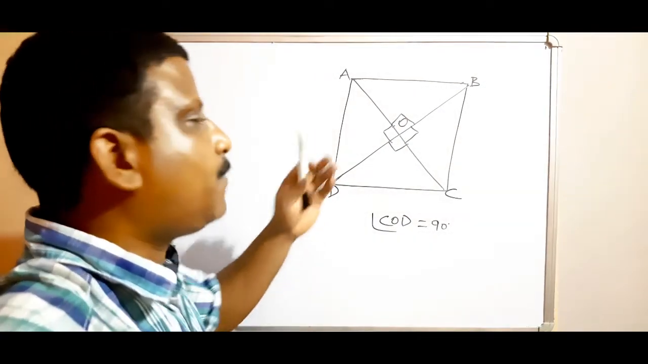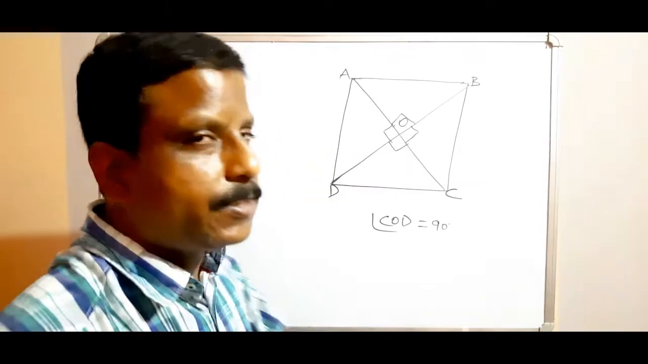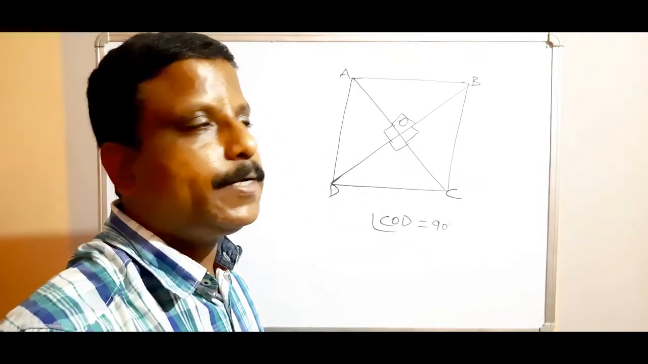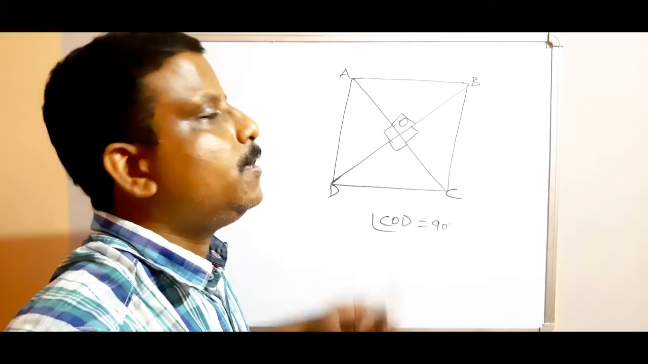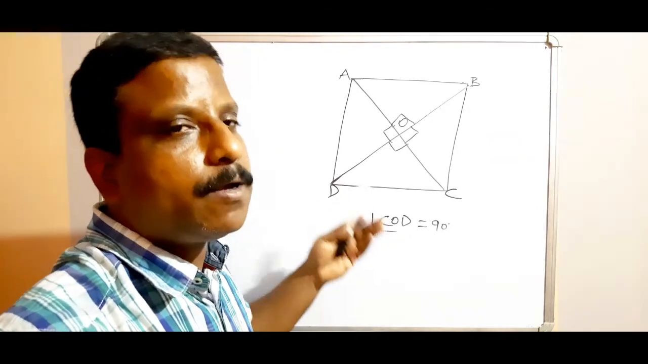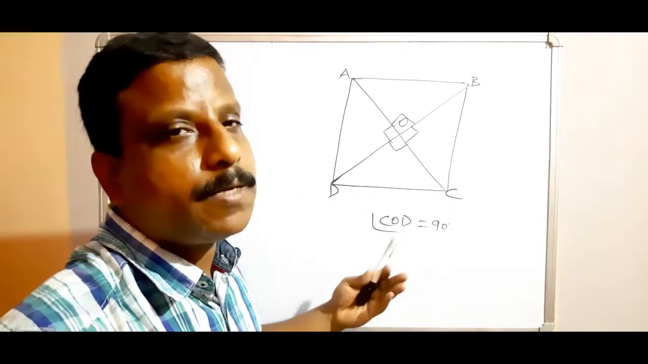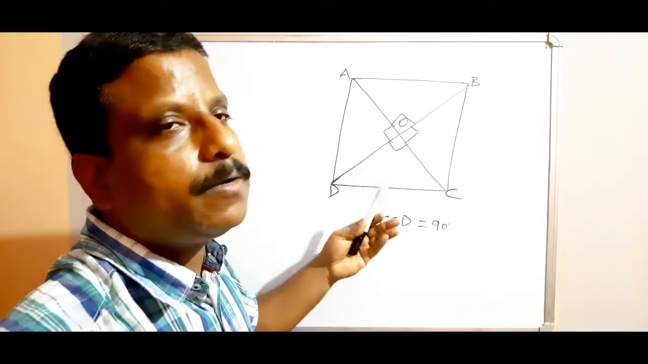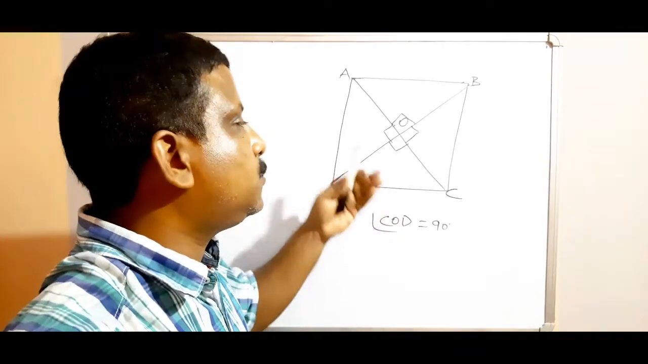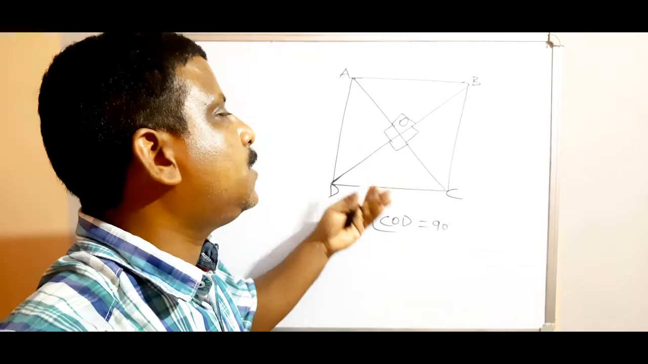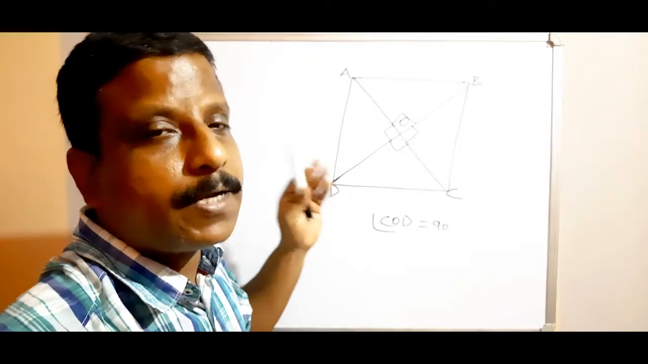Understood? In a parallelogram, the diagonals bisect each other. In a rhombus, the diagonals intersect at 90 degrees. Like a rectangle, a rhombus also satisfies all the properties of the parallelogram, and then it has some extra properties. In a parallelogram, the diagonals bisect each other, so here the diagonals intersect at 90 degrees. That means the diagonals bisect each other at 90 degrees.